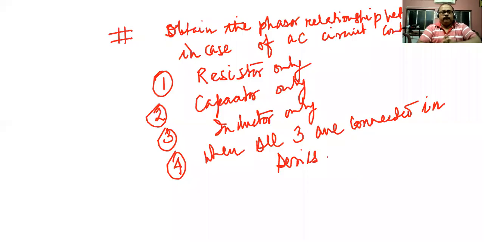So we'll find out the phasor relationship between voltage and current in case of an AC circuit containing number 1 resistor only, number 2 capacitor only, number 3 inductor only, and number 4 when all the three are connected in series and an AC is connected across them.